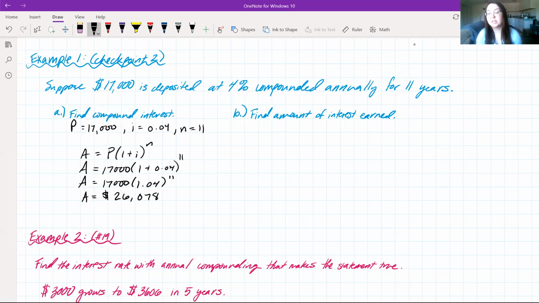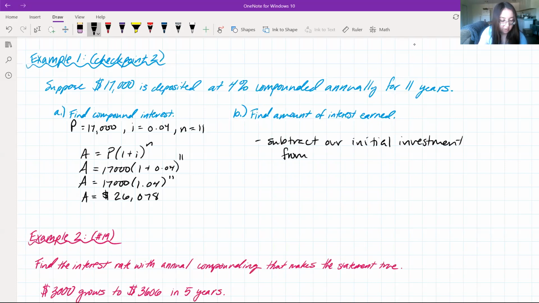And that'd be your compound interest after 11 years. So now we want to find the amount of interest earned. To find the amount of interest earned, all we need to do is subtract our initial investment from our compound amount. And our compound amount is going to be that value that we just solved for, that 26,000.